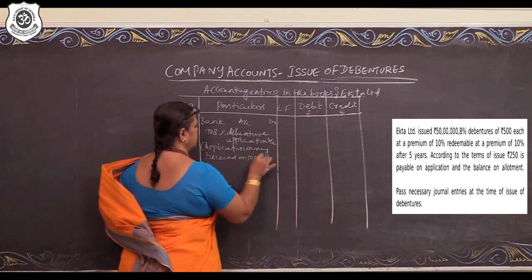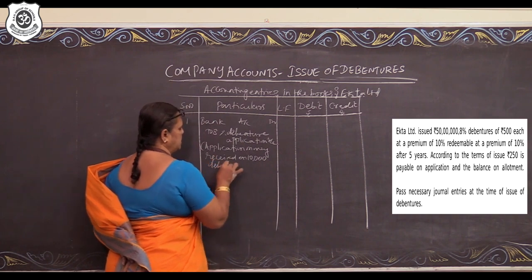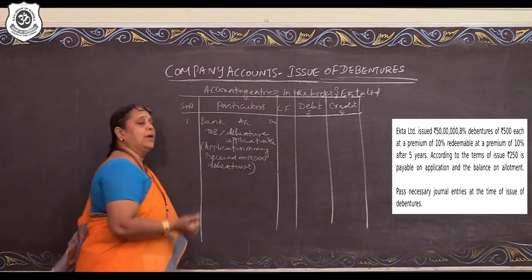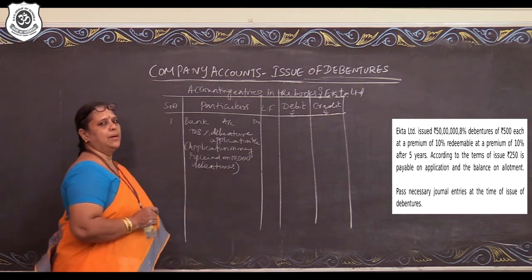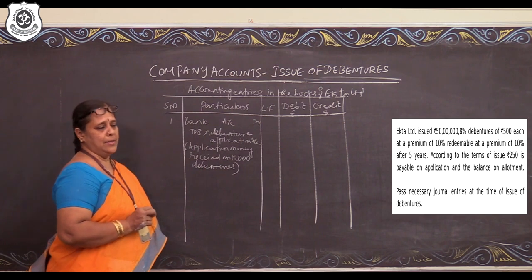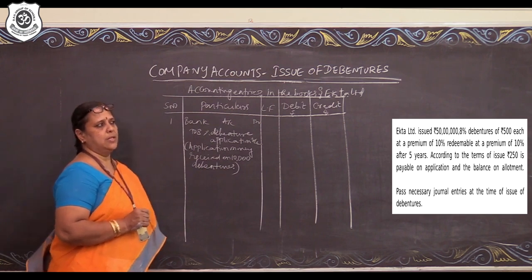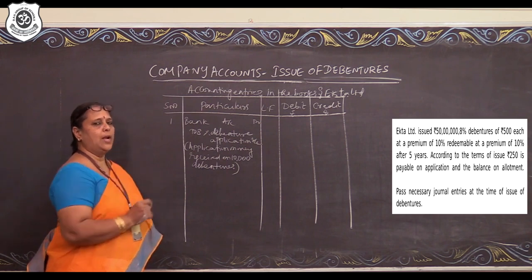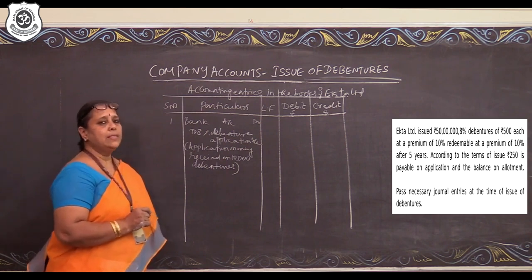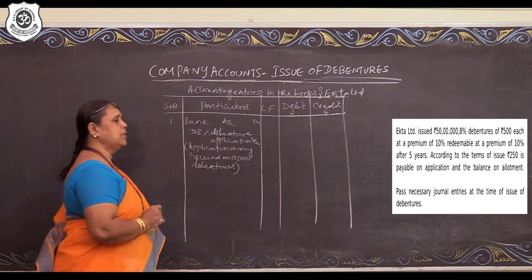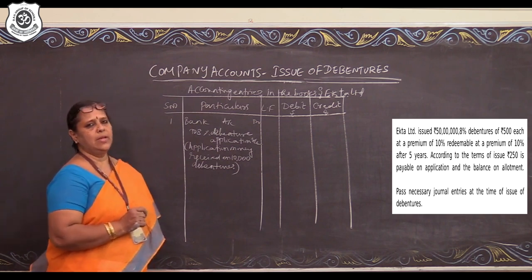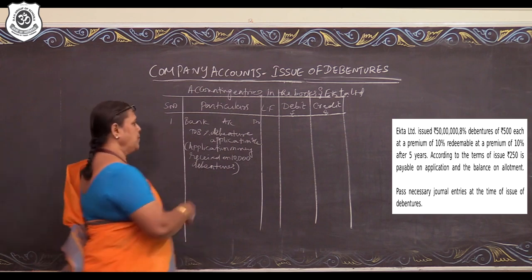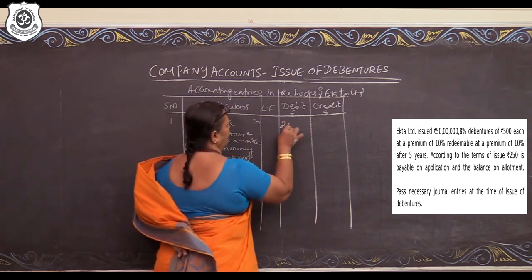10,000 debentures. Please remember, it says rupees 50 lakh debentures of rupees 500 each. So please remember, it is rupees 50 lakh debentures, and the face value is 500 rupees. So, rupees 50 lakh divided by 500, you will get 10,000 debentures. So, on 10,000 debentures, the company is receiving application money of rupees 250 each. So, this will give you 25 lakhs.